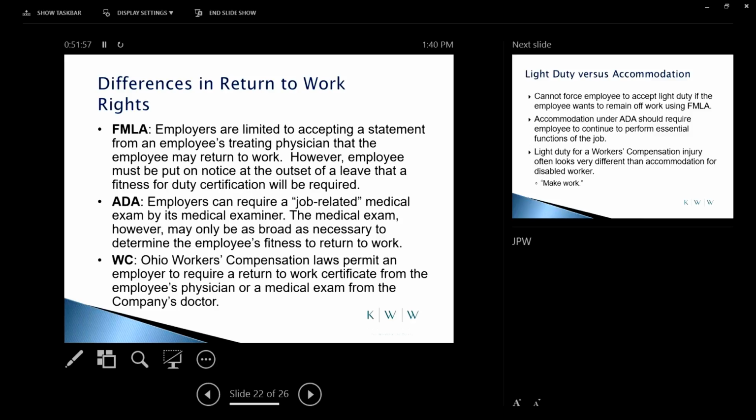So I think we've touched upon the differences in return to work rights. FMLA is very limited. You accept the return to work slip from the employee's doctor. If you're not satisfied with that, then you really need to switch to the ADA and justify any further inquiry under that job-related and consistent with business necessity standard. And that could include going back to the employee's doctor for more information or having the employee examined by your own doctor. And with workers' comp, again, that might vary from one state to the next, but I know in Ohio, an employer is certainly permitted to require a return to work certificate from the employee's doctor before letting the employee come back to work.